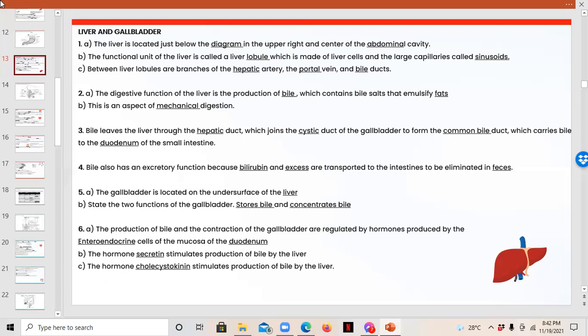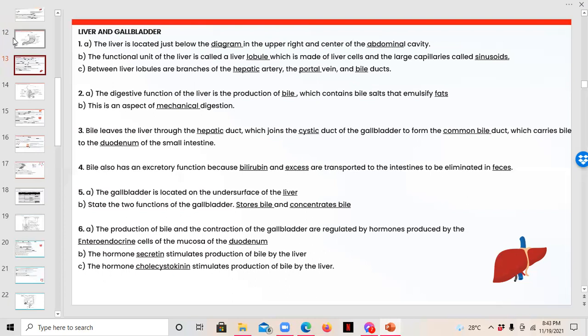Number 6A. The production of bile and the contraction of the gallbladder are regulated by hormones produced by the endocrine cells of the mucosa of the duodenum. Letter B. The hormone secretin stimulates production of bile by the liver. Letter C. The hormone cholecystokinin stimulates contraction of the gallbladder.